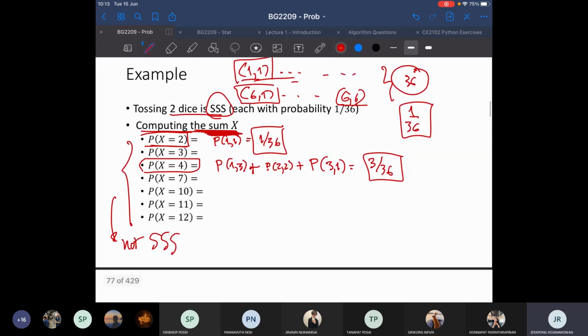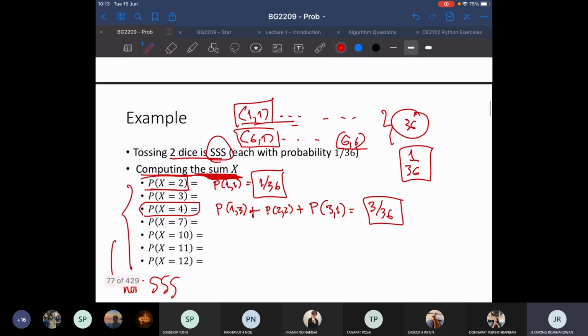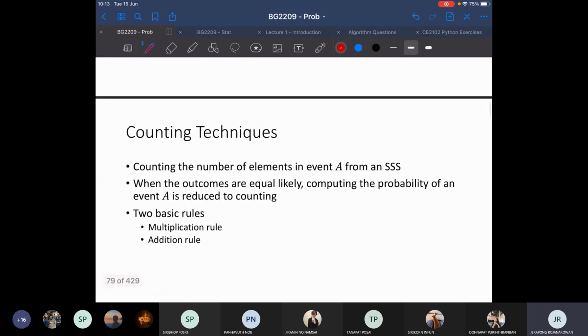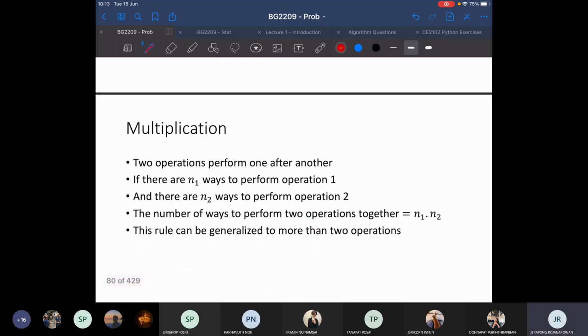Okay, now we know that if you want to compute P(A) like this, we have to count the number of elements in A and the number of elements in S, right? So we are going to start counting. Counting the number of elements in A and the number of elements in S lets us compute P(A). There are two basic rules, multiplication and addition. First, we start with multiplication.